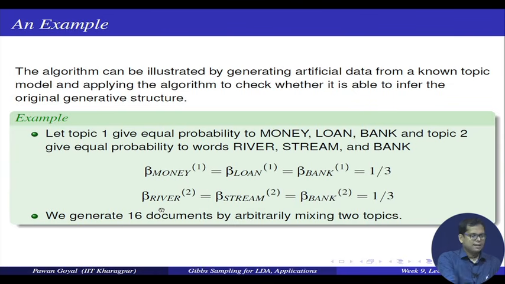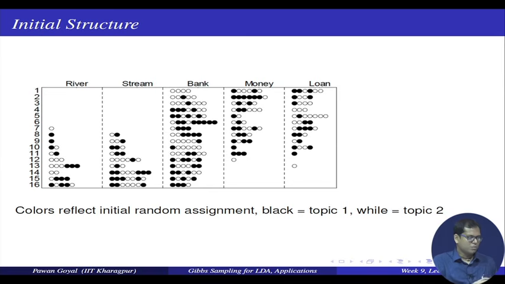Now, by arbitrary mixtures of these two topics, we are generating 16 documents. That is how these 16 documents look. Black means topic 1 and white means topic 2. So there are two topics, and each document has some number of words from different topics. I am sorry, you should initially look only at the number of balls, that is, how many words are there in that document.